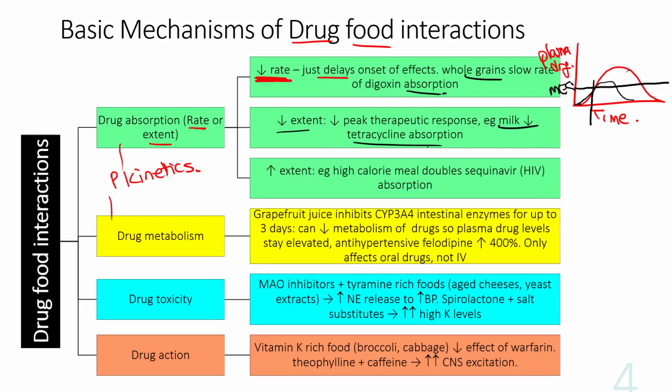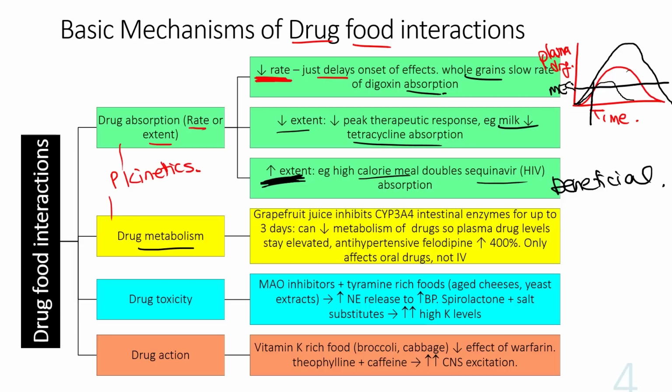So with milk and any calcium-containing foods, if taken at the same time as tetracycline, it will actually decrease absorption. In some cases, food actually helps increase absorption. An example is a high-caloric meal with an HIV drug. Taking the drug together with a high-caloric meal will actually double the absorption, right? And so that's a case where a drug-food interaction is actually beneficial.